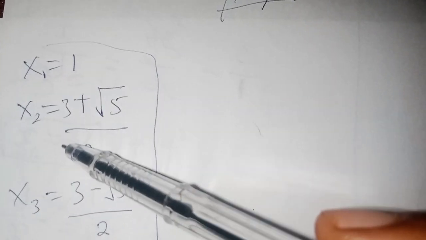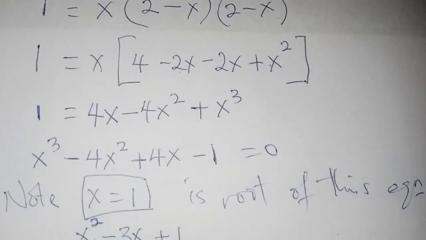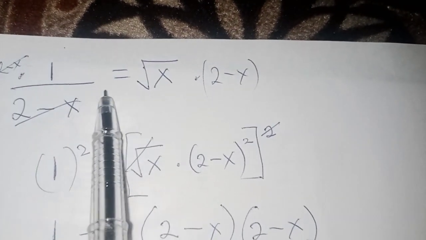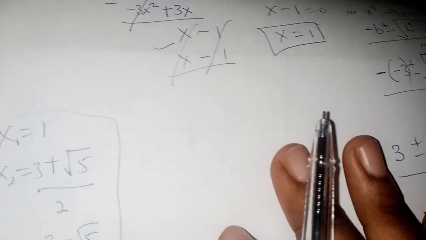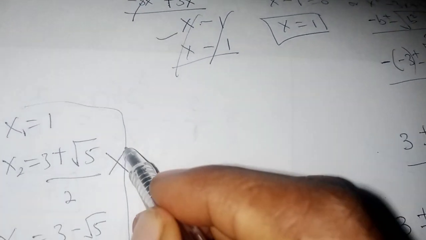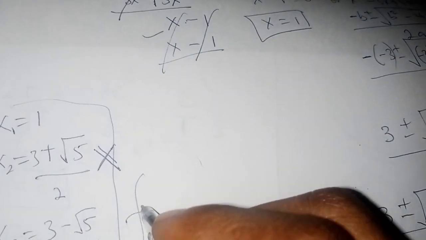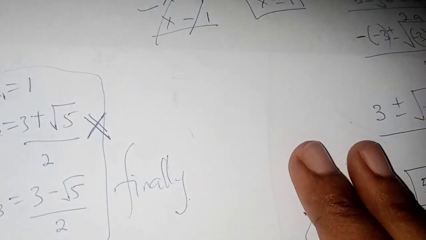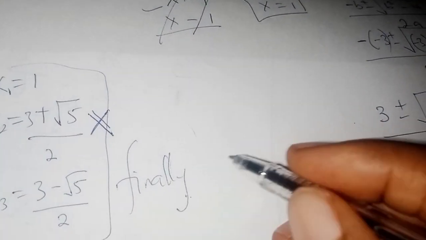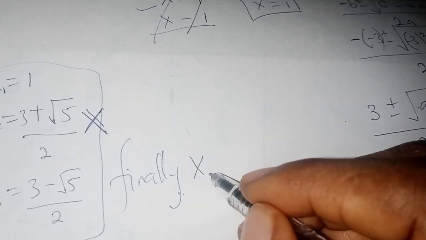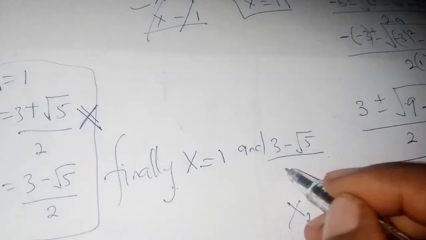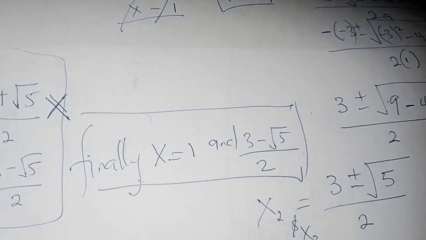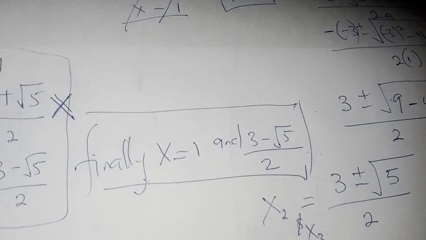But if we substitute this value for x in this particular equation, we are going to have a value less than 0. So we won't be going with this one. So finally, you can go ahead and substitute to confirm what I'm saying. Finally, that equation has just two solutions: x equals 1 and 3 minus root 5 all over 2. So that is it. Easy and super simple.